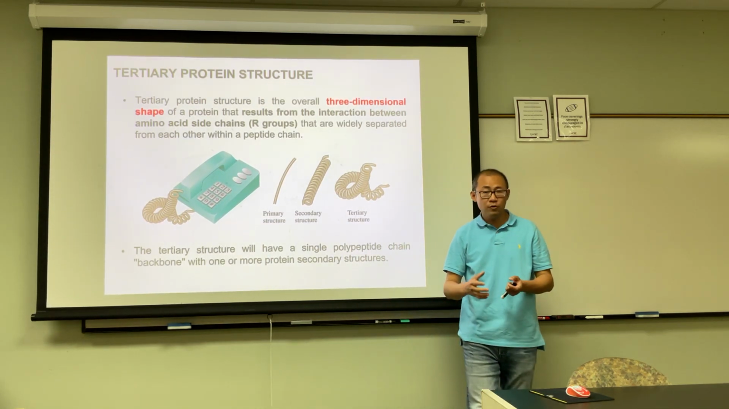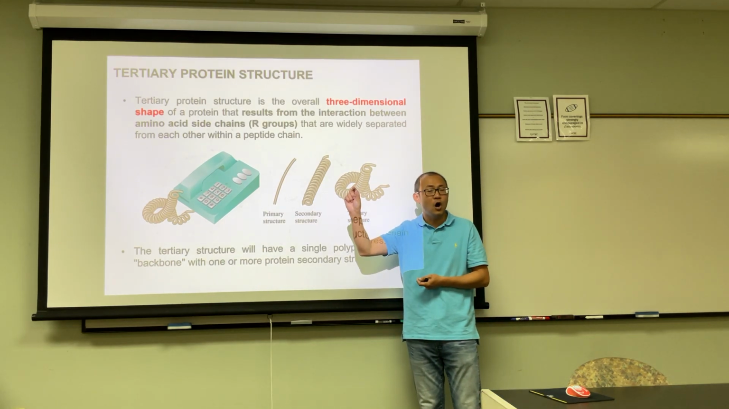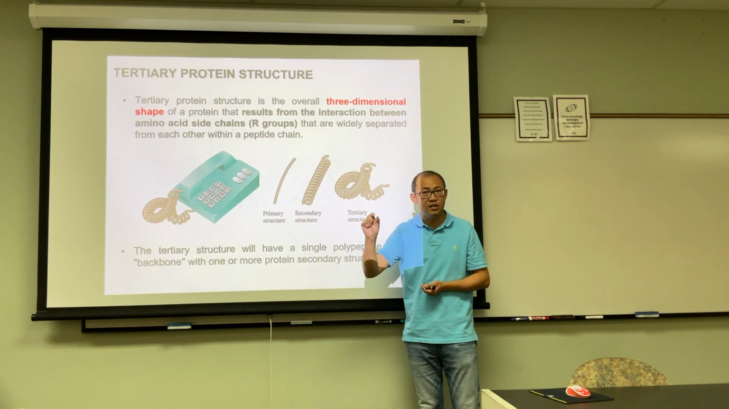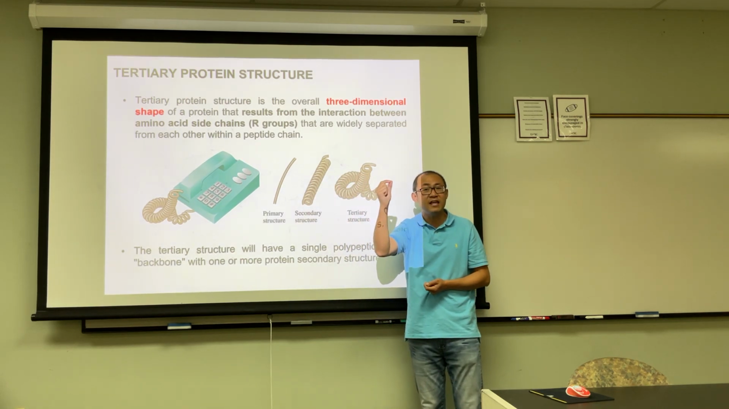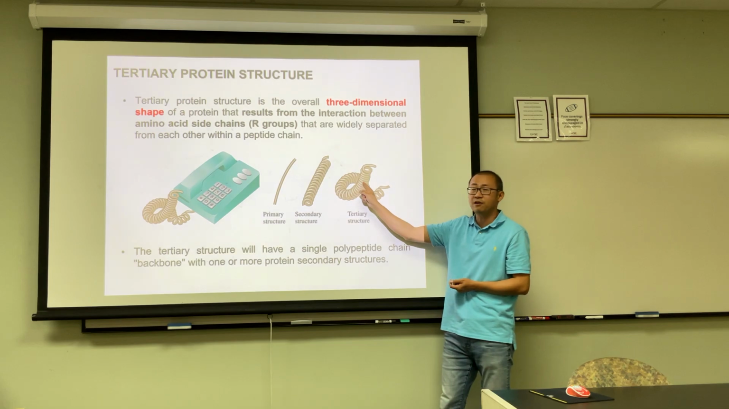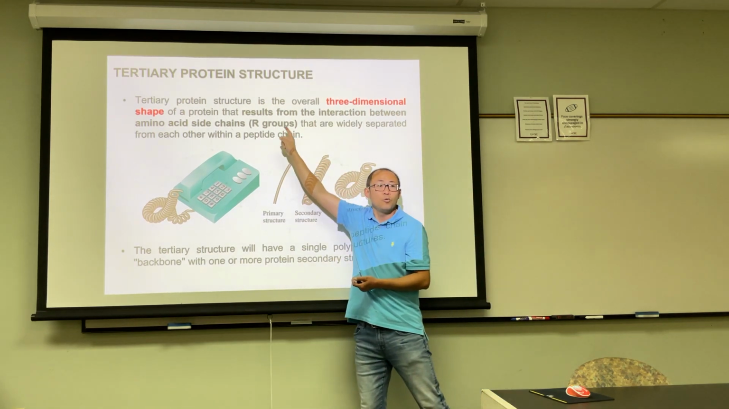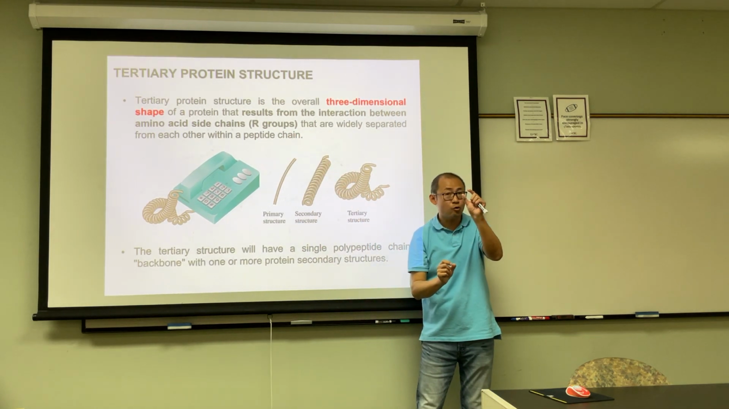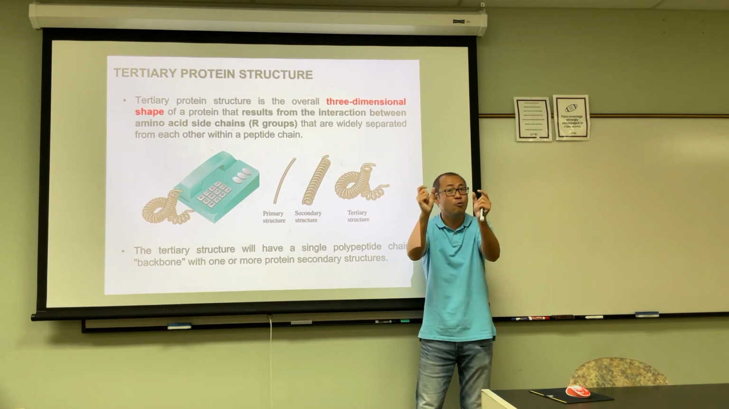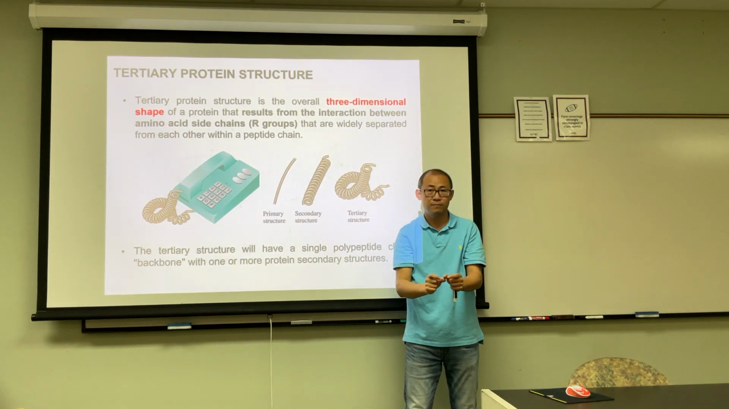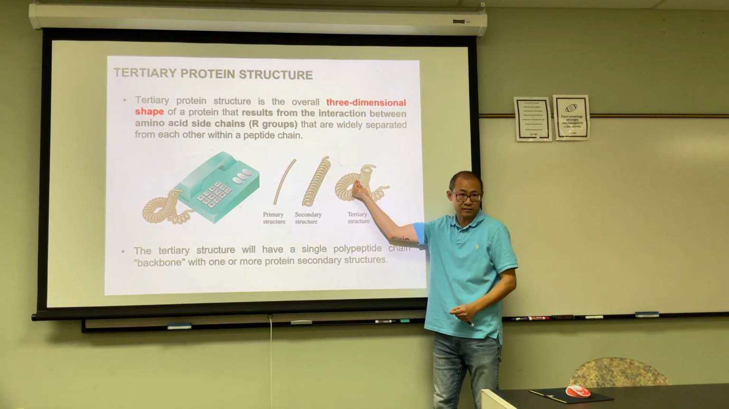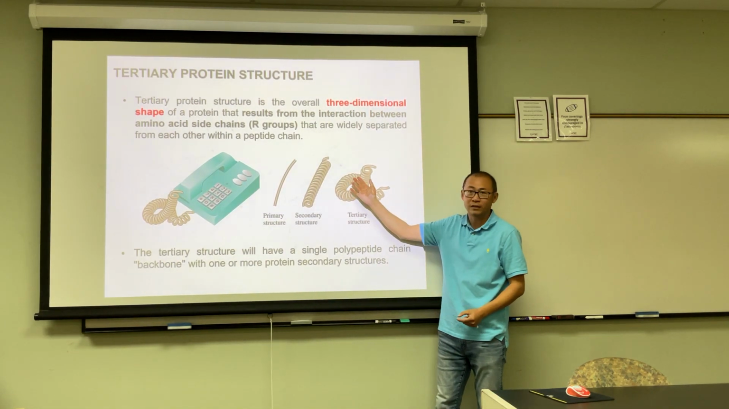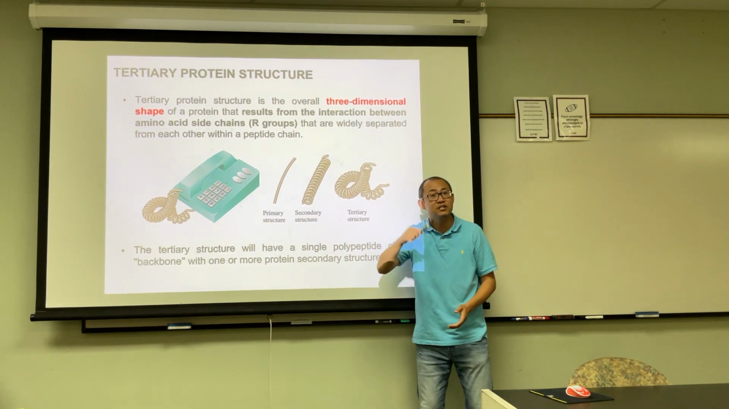But we know the backbone of the chain is already used to make secondary structure. So the only thing that can interact between there and there will be what? Will be the R group. Remember we said the R group, no matter alpha helix or beta sheets, are where? On the outside. So they're perfectly outside. Hey, I'm here, let's interact. And when they interact, you get what? A tertiary structure. So what is a tertiary structure?